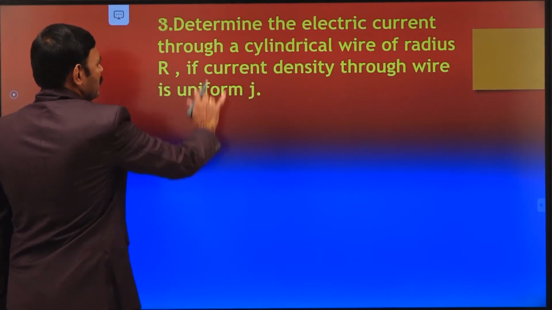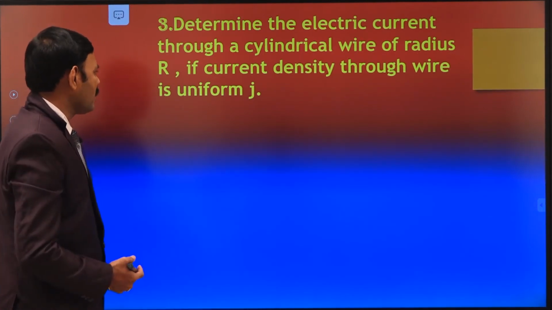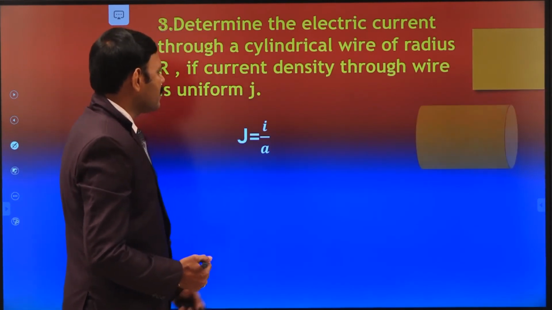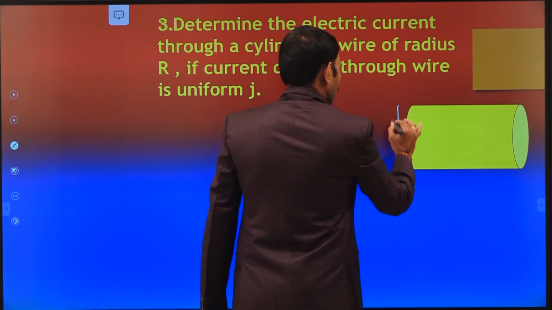Determine the electric current through a cylindrical wire of radius r if the current density through the wire is uniform J. So students, regarding the current density, let us consider the cylinder. We have the cylinder. The radius of the cylinder is equal to r.